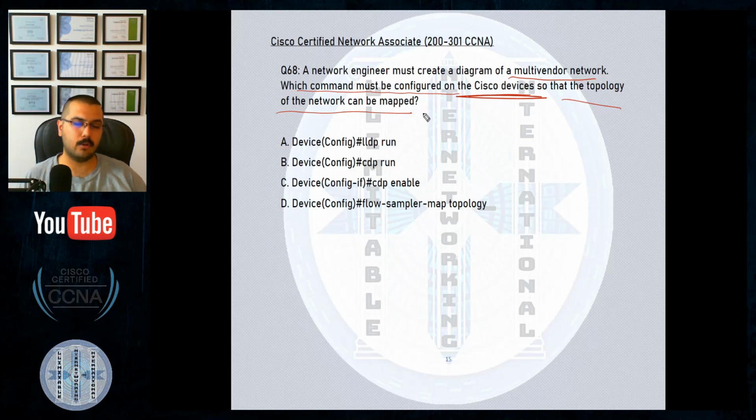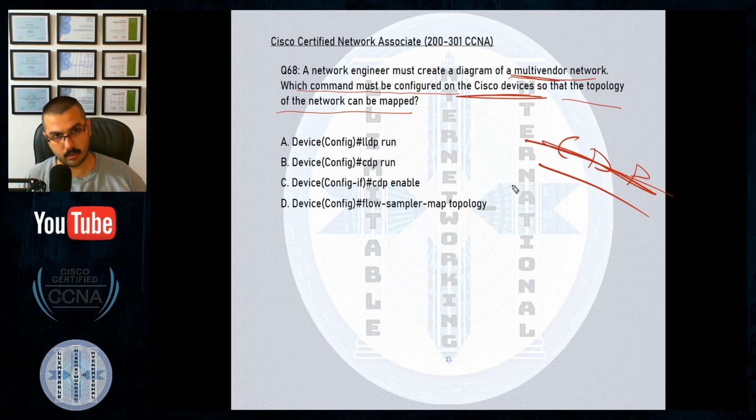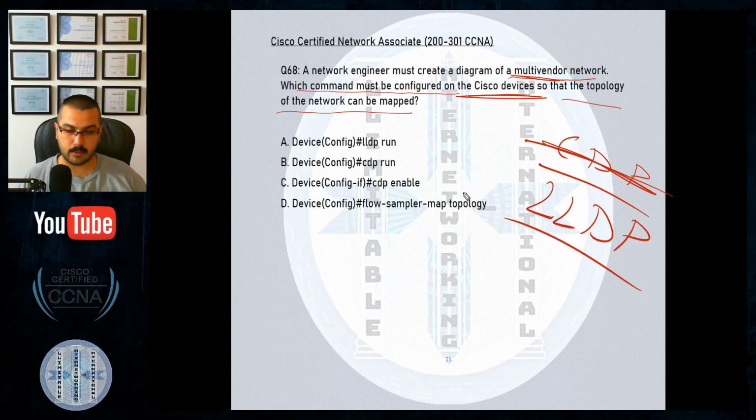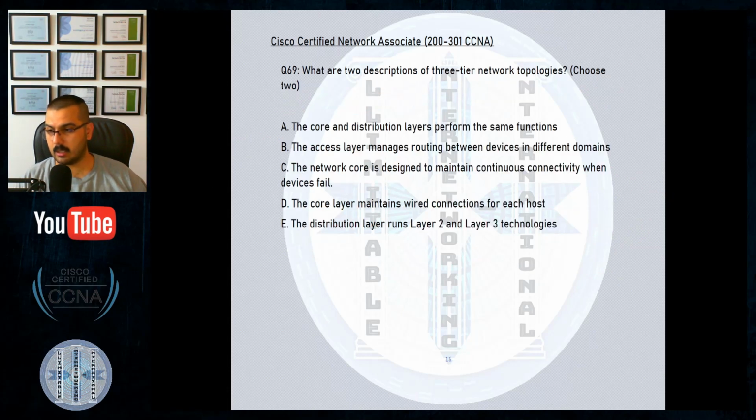Which protocol maps the network or discovers your neighbors? The CDP, correct? But CDP works on Cisco devices only. And if you have a multi-vendor network, then you will need the other open standard protocol, LLDP. And by default, LLDP is disabled on Cisco devices, so you'll need to enter the command lldp run, which is this one, to enable LLDP to operate and communicate with the other devices regarding the exchange of information between them, discovery.